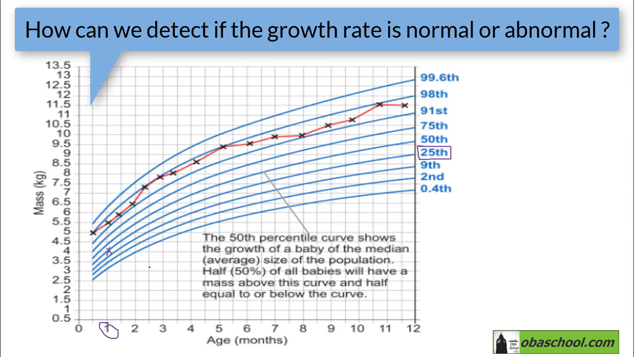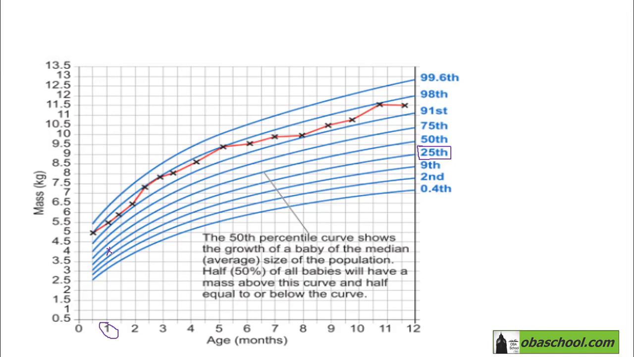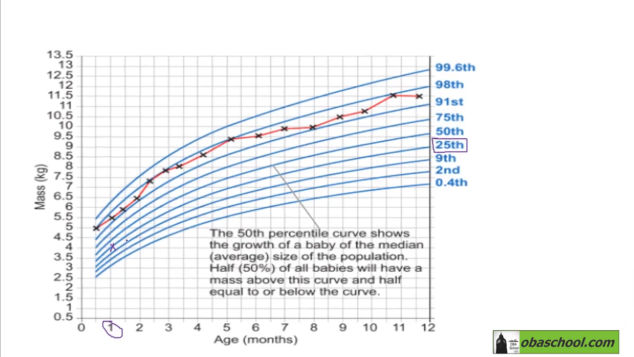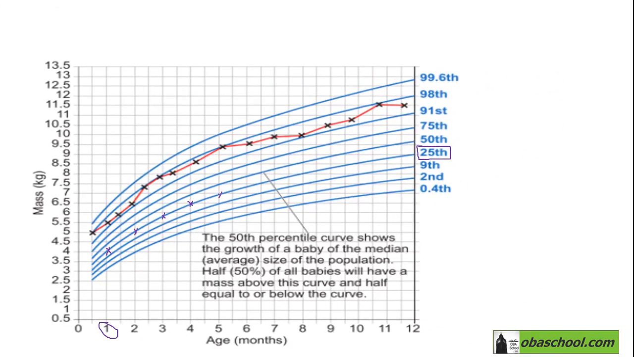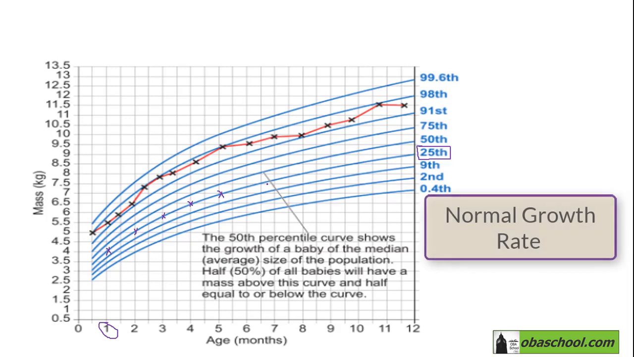If the baby started on the 4th band, which is the 25th, the baby should continue growing around the same curve or the same band. So at the age of 2 months, the baby's growth should be here, fluctuating around the same curve or nearly the same line. If the baby continued to grow around the same band, which is the 25th band, it means that the growth rate of the baby is perfectly normal.